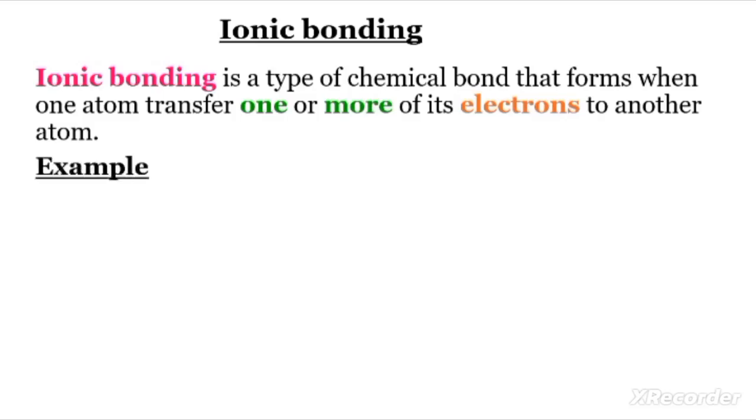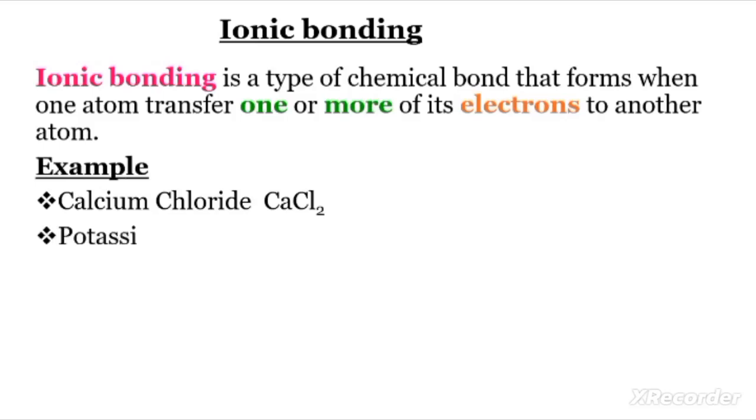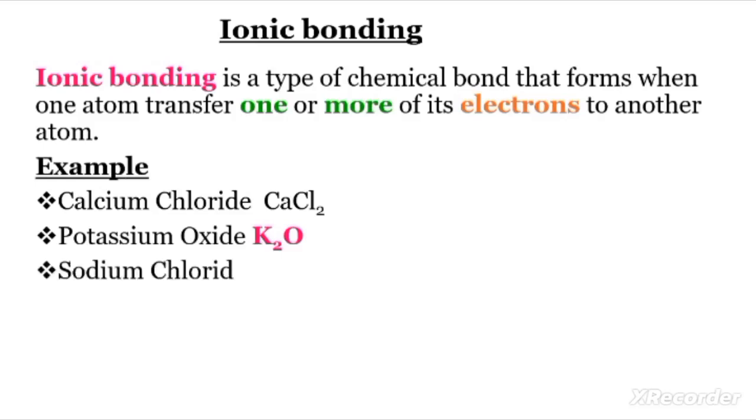For example, we have calcium chloride, CaCl2. Calcium has lost two electrons, and the two atoms of chlorine have gained the two electrons coming from calcium. So here there is ionic bonding involved. We also have potassium oxide, and we also have sodium chloride.